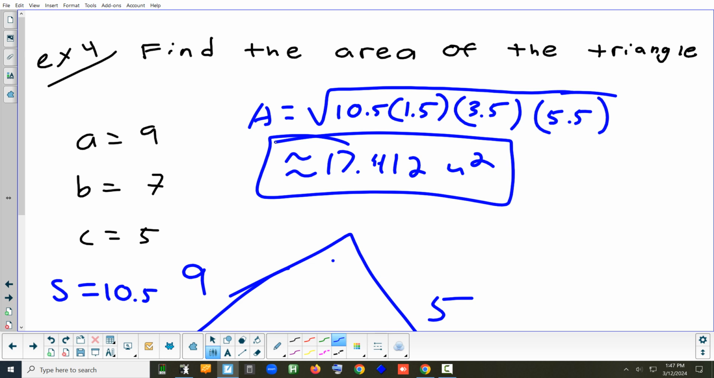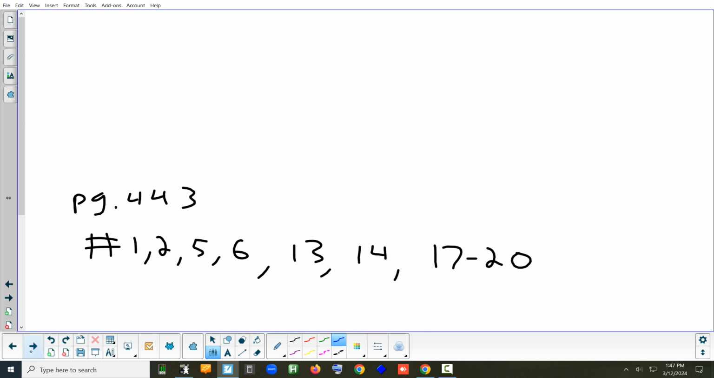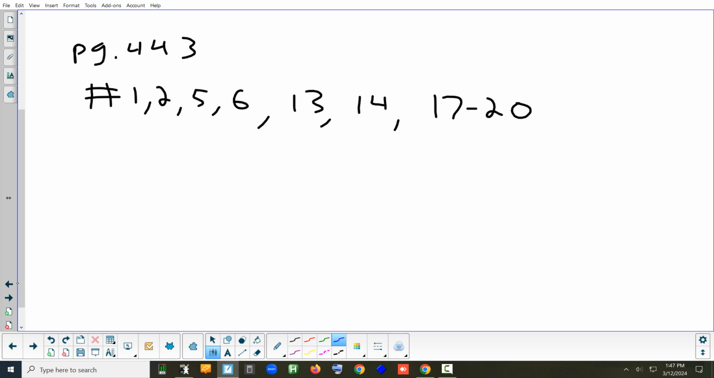So that's 8.2. Those are the problems tonight from 8.2. That finishes up everything we're going to be doing with solving triangles. So tomorrow we're going to look at 8.3 and 8.4. 8.3 Wednesday, 8.4 on Thursday. And then we'll have our test on Monday.